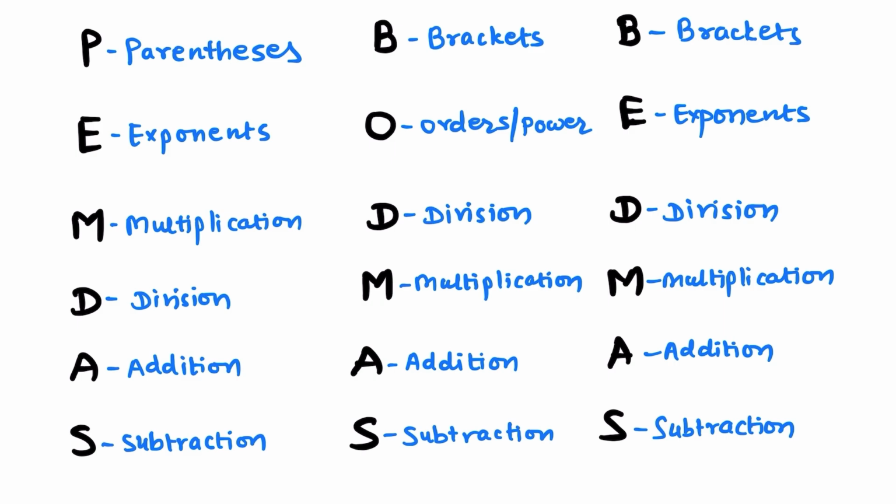P means parenthesis, E means exponents, M means multiplication, D means division, A means addition, and S means subtraction. In some countries, the PEMDAS rule is referred to as the BODMAS or BADMAS rule. B means brackets, O means orders or powers, D is the same as division, M is again the same as multiplication, A is the same as addition, and S is the same as subtraction.